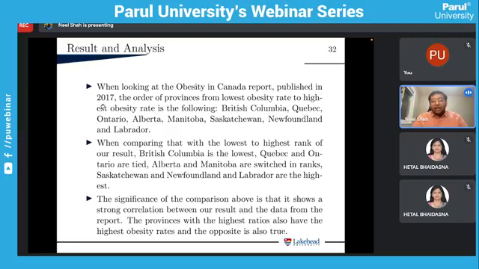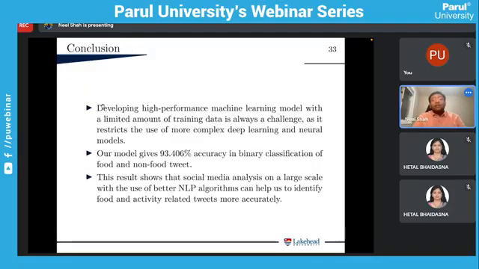What is currently one of the most traditional and oldest ways of collecting health information around the globe in all the nations, right? So, what is the conclusion here? The conclusion is that a high performance machine learning model with a very limited amount of training data is still limited, because it's not even 1 billion data points that we used. We just used 250 million tweets.